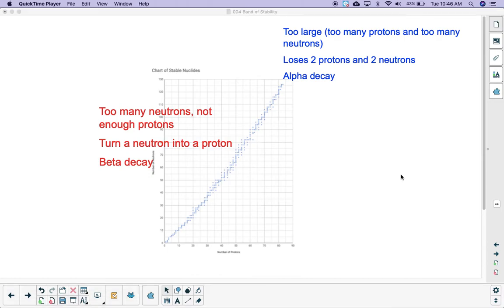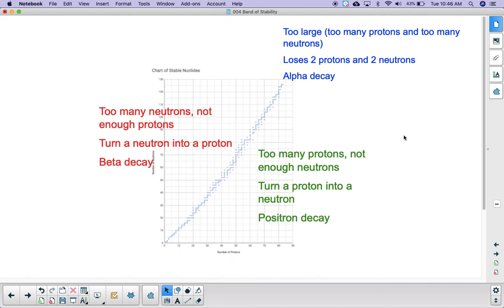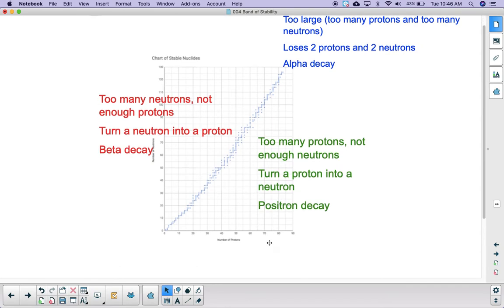and it's one of the types of decay that you're going to learn about today. The opposite problem would be for nuclides that are down here. These nuclides have a problem of having too many protons and not enough neutrons. If a radioactive nuclide is over here, losing protons, moving this way, or gaining neutrons, moving upward, would get back to the band of stability. The solution to this is to turn a proton, which you have too many of, into a neutron, which you have not enough of, and this process is called positron decay. That'll be the second type of decay you learn about today.